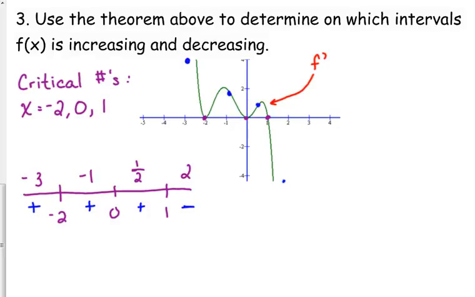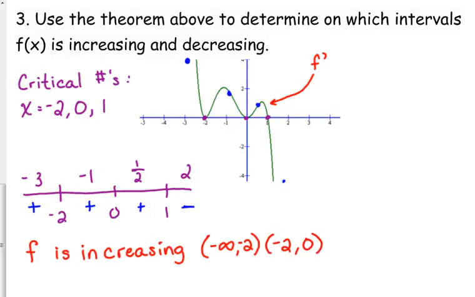So our conclusion here is that f is increasing from negative infinity to negative 2. We do have to break it up. Even though it is positive until we get to 1, we still have to break it up because we don't really know what's happening at those critical points. There's no change in increasing and decreasing, but we don't know exactly that it's technically not increasing nor decreasing at those exact points.